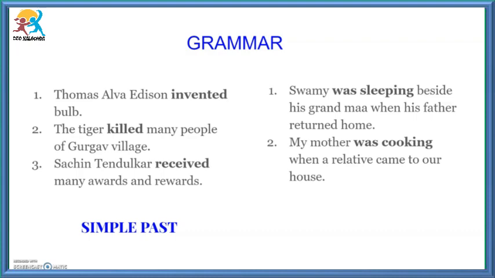Swami was sleeping beside his grandma when his father returned home. So after his father's return, he saw that Swami was sleeping. The action was going on when he came. Next, my mother was cooking when a relative came to our house. So what was mother doing? She was cooking. The action was in a continuous form, that in the past. Okay, so that is called past continuous. Here you have been introduced to 2 types of tenses, simple past tense and past continuous tense.